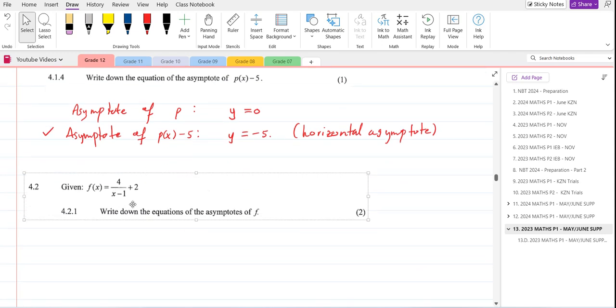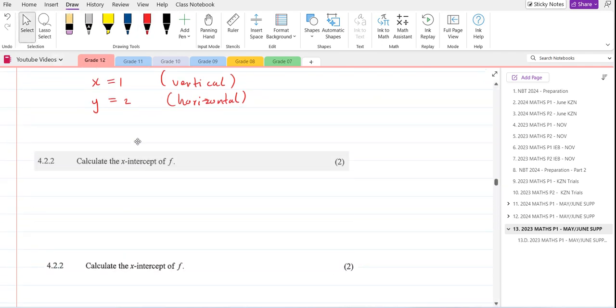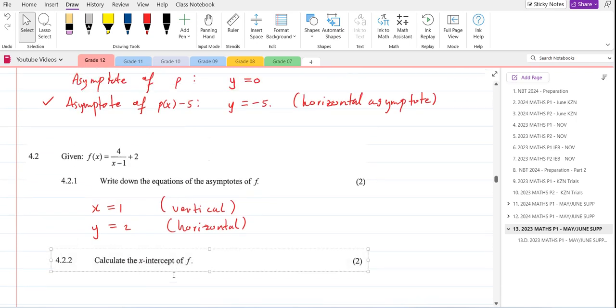We have 4 over x minus 1 plus 2, which is a hyperbola. Alright, we know we're going to write the asymptote. So when the denominator is 0, we get a vertical asymptote. So x is equal to 1 is the vertical, and y is equal to 2 is the horizontal. Or you can just write down x equals 1 and y equals 2. That's sufficient. Next question.